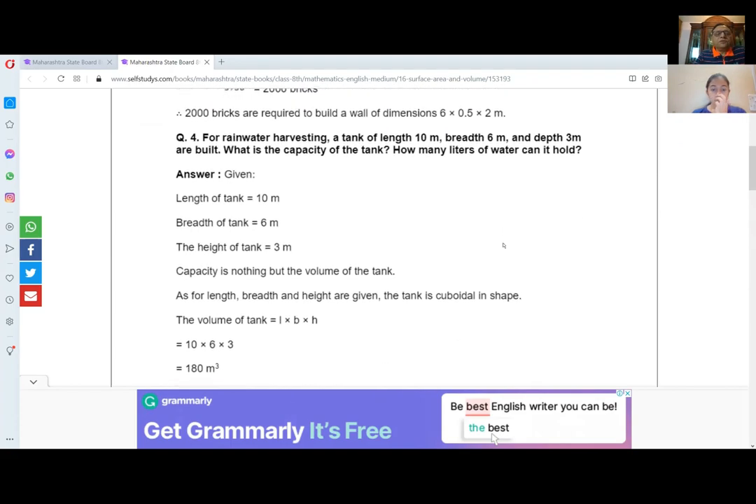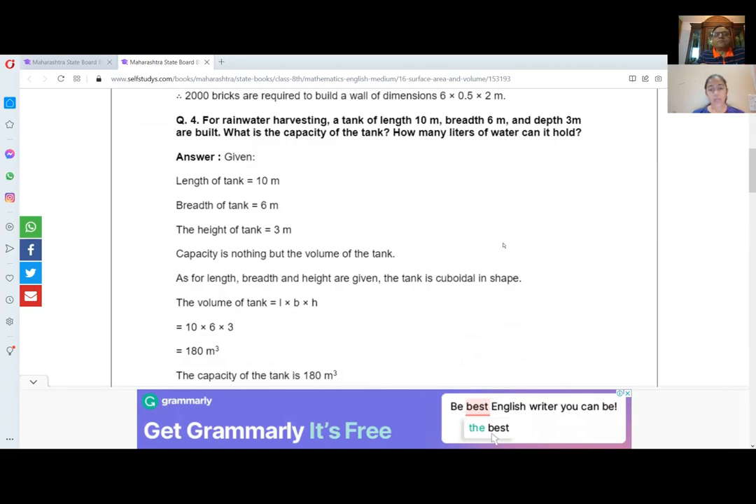Next question. For rainwater harvesting, a tank of length 10 meter, breadth 6 meter, and depth 3 meter is built. What is the capacity of the tank? How many liters of water can it hold? Capacity means how many liters of water, right? We know each dimension: 10 meters, 6 meters, and 3 meters, correct?